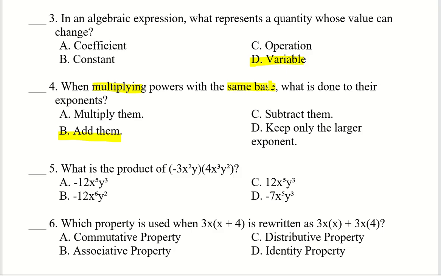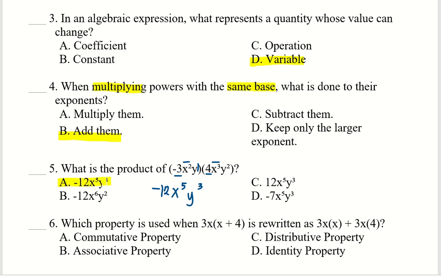What is the product of negative 3x squared y multiplied with 4x cubed y squared? Okay, so multiply our coefficient, negative 3 times 4, that is negative 12. Then x squared times x cubed. Again, kapag multiply po, plus ang ating exponent. So 2 plus 3, that will be 5. Y, this will be 1. 1 plus 2 is 3. So negative 12 x to the 5th y cubed. Okay, so that is letter A.